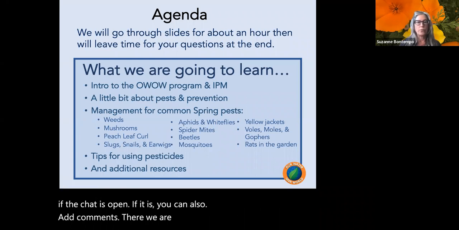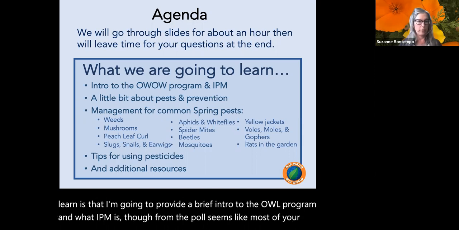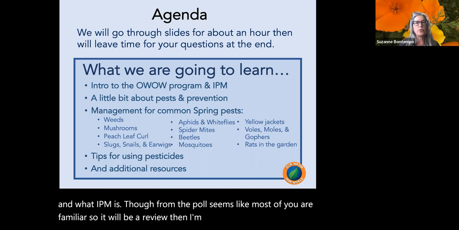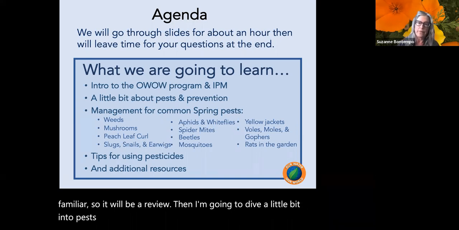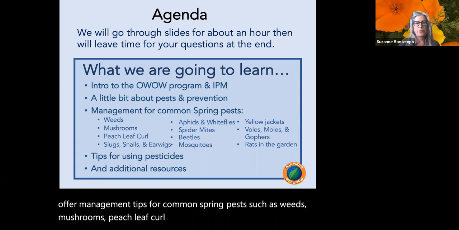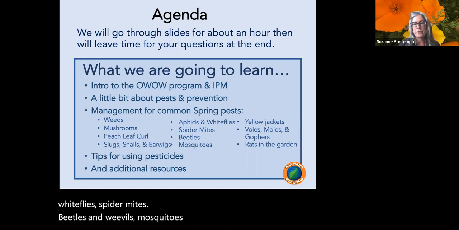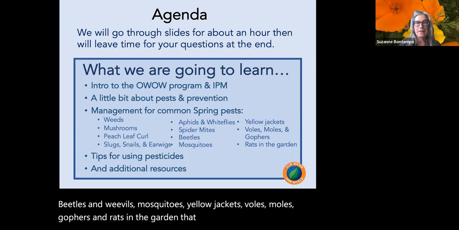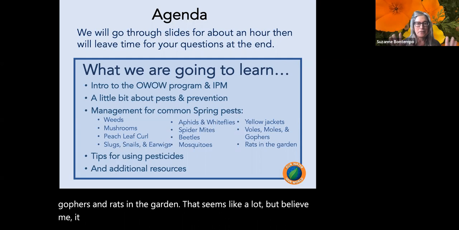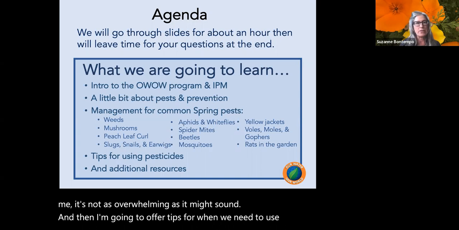What we're going to learn is that I'm going to provide a brief intro to the OWOW program and what IPM is, though from the poll, it seems like most of you are familiar, so it will be a review. Then I'm going to dive a little bit into pests and prevention, what that looks like. And then I will offer management tips for common spring pests such as weeds, mushrooms, peach leaf curl, slugs, snails, earwigs, aphids, whiteflies, spider mites, beetles and weevils, mosquitoes, yellow jackets, voles, moles, gophers, and rats in the garden. That seems like a lot, but believe me, it's not as overwhelming as it might sound. And then I'm going to offer tips for when we need to use pesticides and some additional resources.